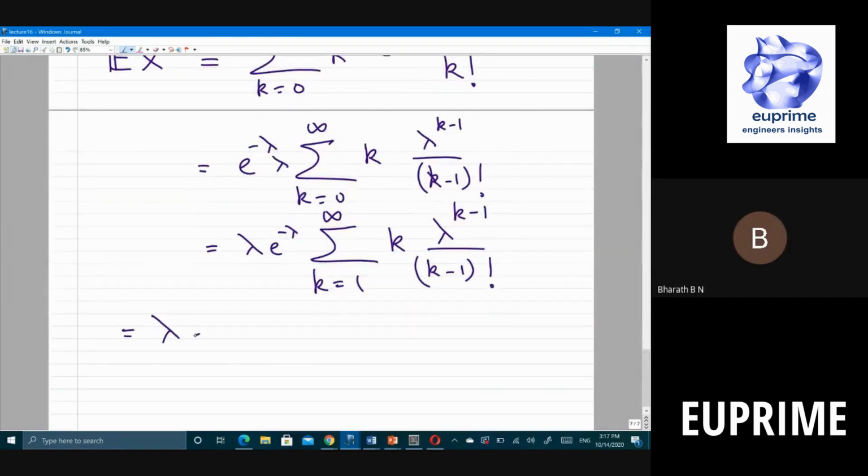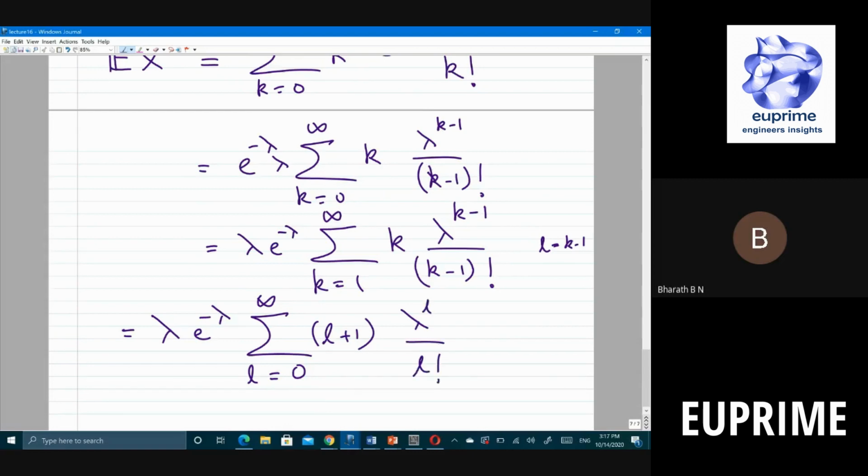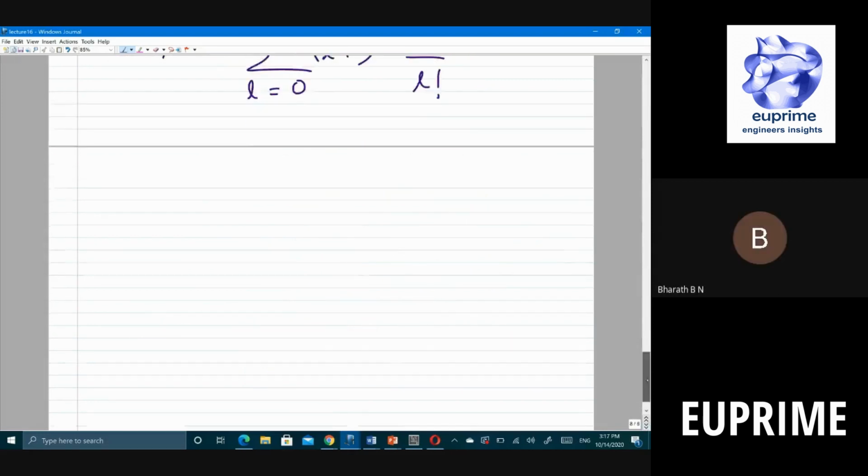So lambda e power minus lambda. You are saying I'll call k minus 1 as, let's say, L. When k is 1, L is 0, so I should start from 0 to infinity. When k is infinity, L is infinity. L is k minus 1, so k is L plus 1. This will be lambda power L over L factorial. Is that okay? Yes, sir. Okay, now what do you do?